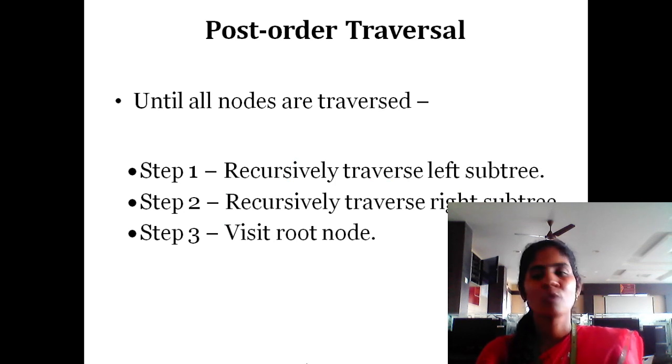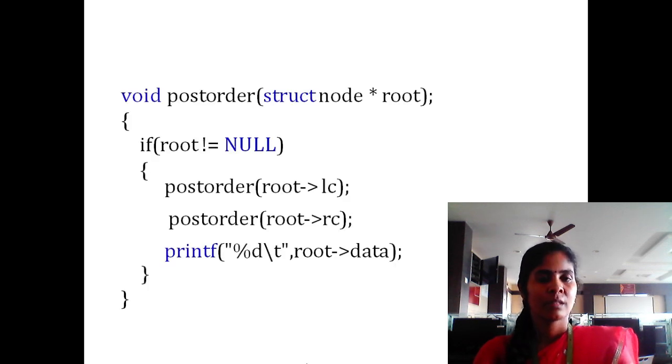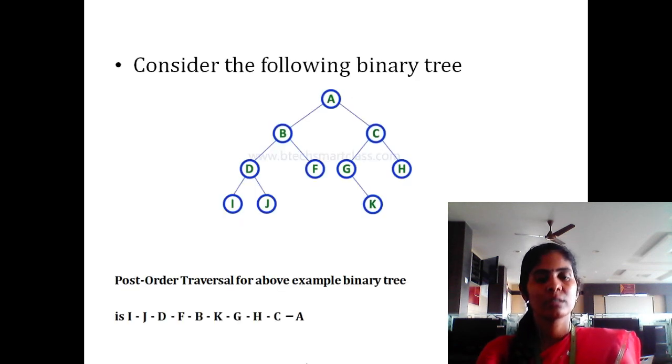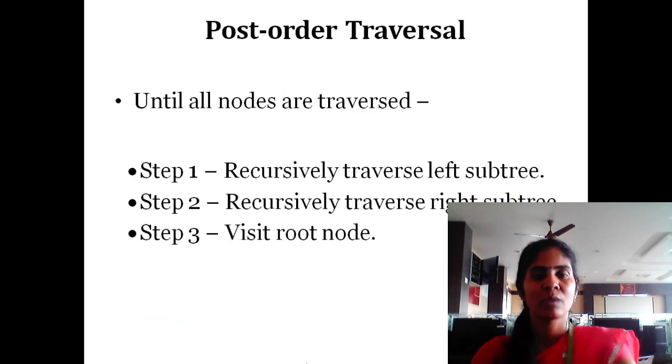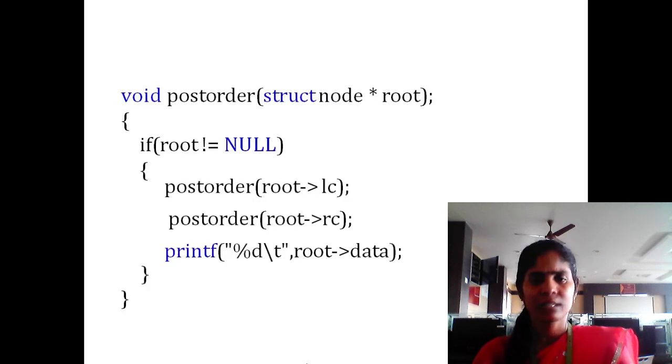Then, post-order traversal. In post-order traversal, we again follow three steps, but the order in which we visit is different for each traversal. First, we start with the left subtree, then the right subtree, then the root node. With the same diagram, the same procedure is applied recursively for the left as well as the right part of the tree. The post-order condition is that we visit the left subtree, then the right, then the root node.